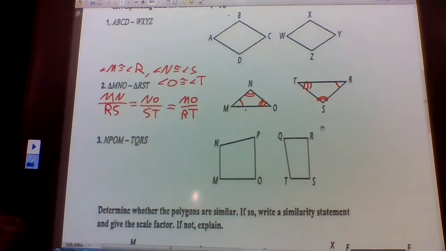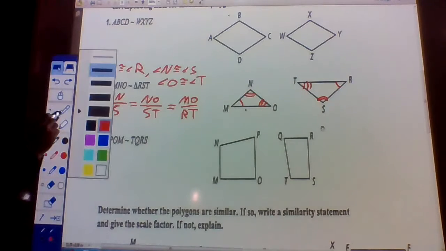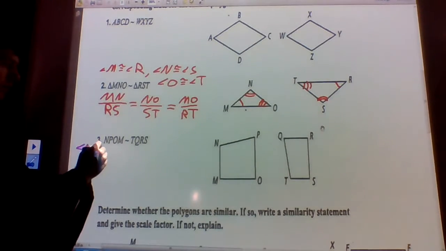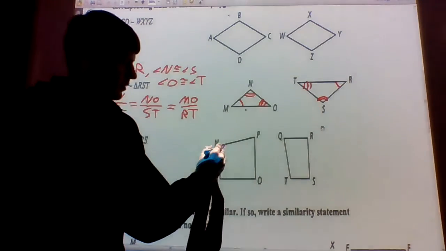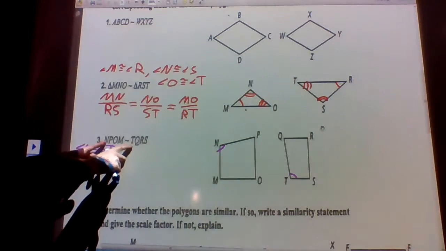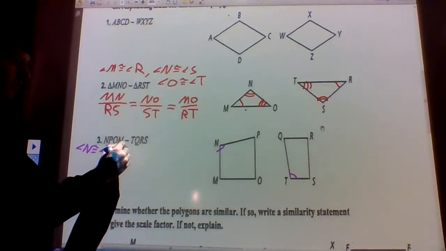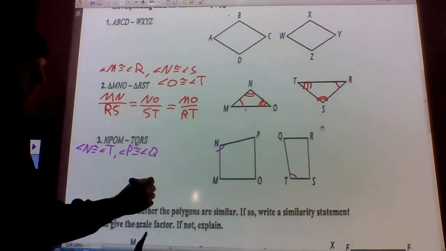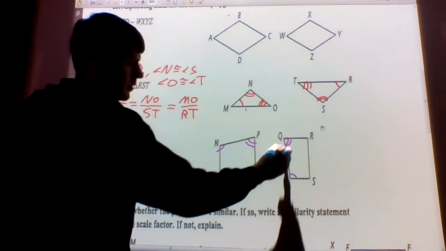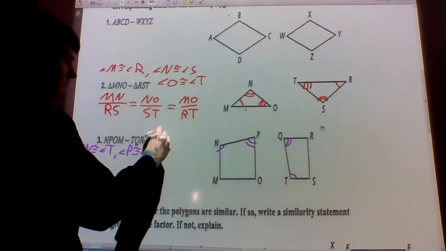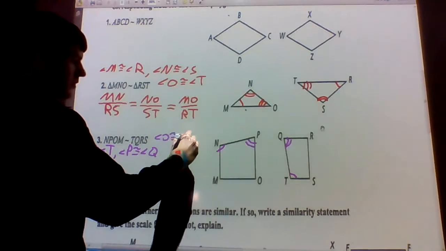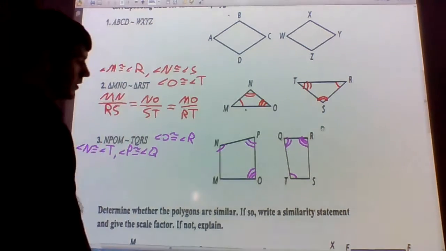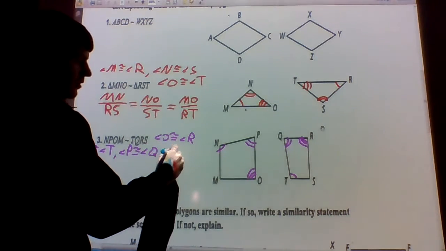In here you want to use your similarity statement. It really helps to look at the similarity statement. So angle N is congruent to angle T. Okay. First letter in each one. P with Q. Okay. O with R. And then M with S.